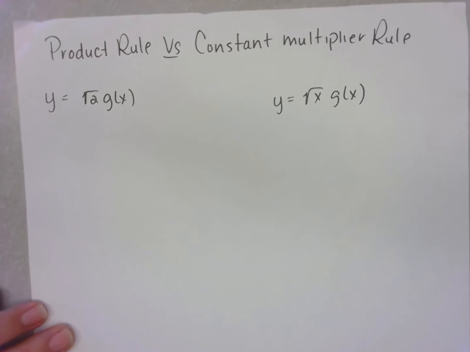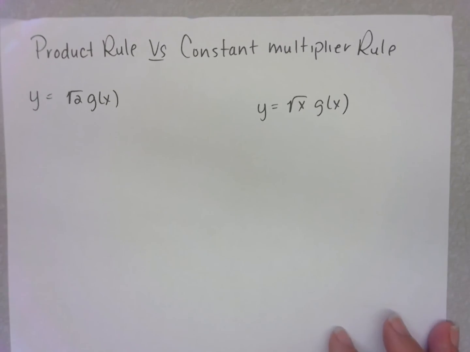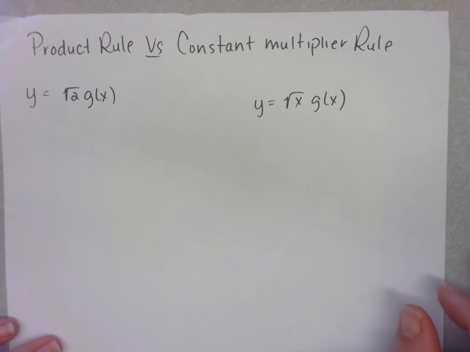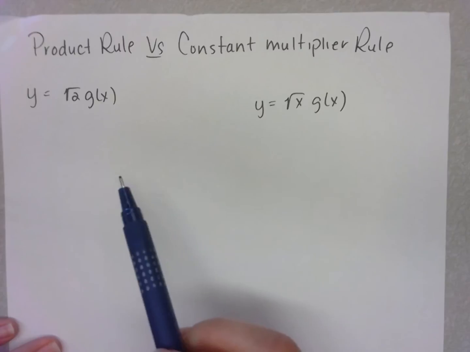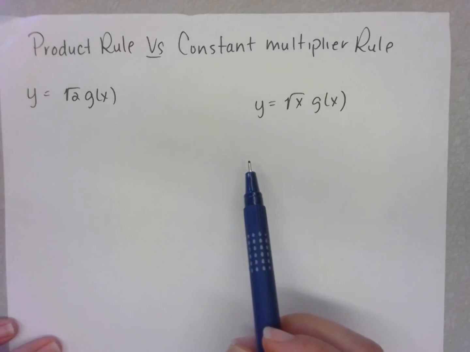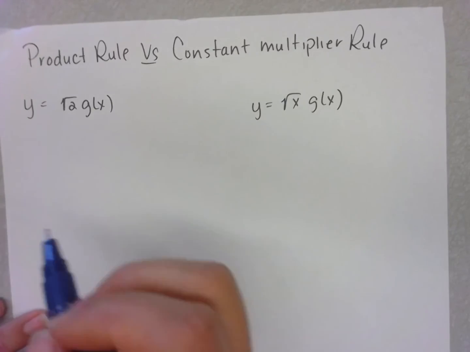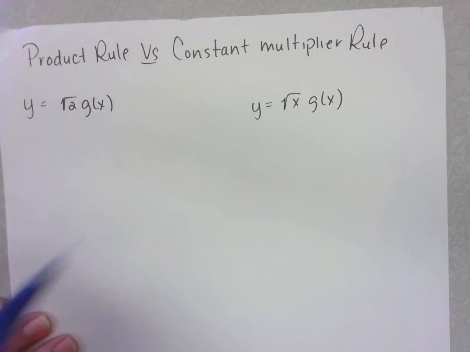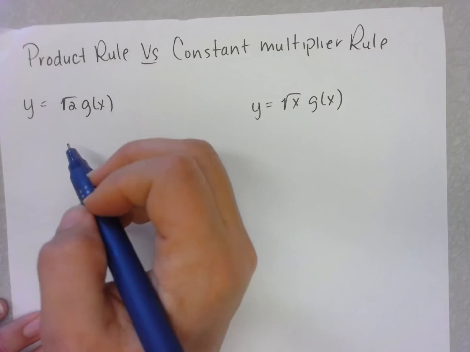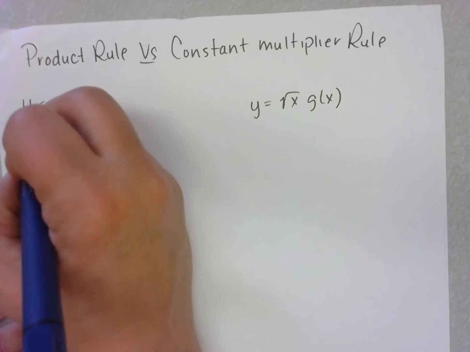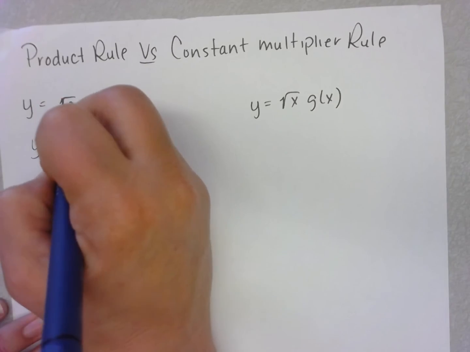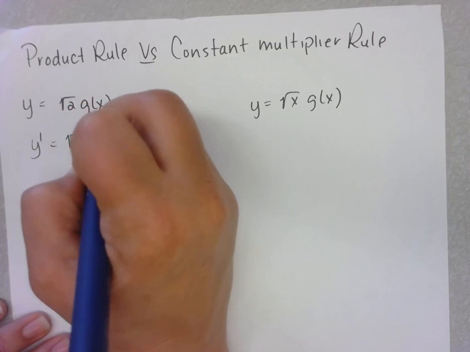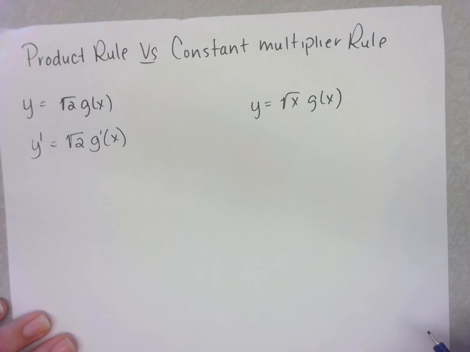All right, so one more thing that I want to talk about is my students always get confused as to when to use the product rule versus the constant multiplier rule. One of these is the constant multiplier rule, and one of them is the product rule. Right, so the difference is here, my y is the square root of 2 times g of x. Square root of 2 is a constant, and so my y prime will just be the square root of 2 times g prime of x, if you remember going back.